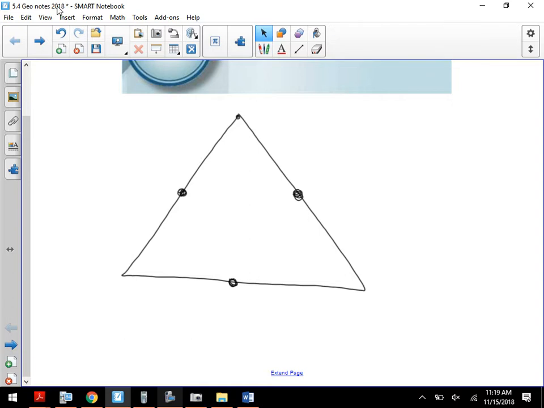Now, last week, actually it was a week ago today, when we had that 10-minute or 12-minute class period, we talked about the segments that connect midpoints. What are they called? Mid-segments? Those three mid-segments did not intersect each other. They created that fourth triangle, if you will, on the inside there.